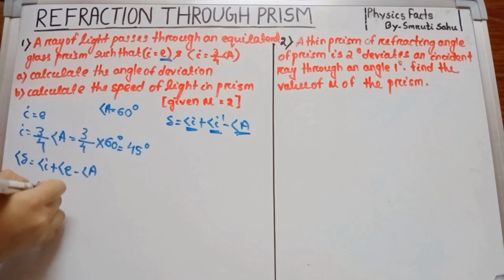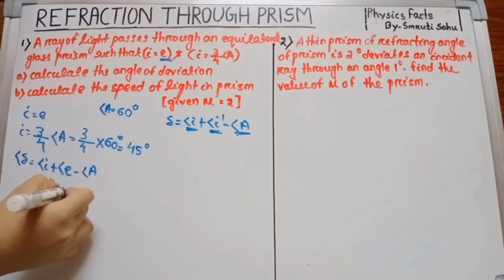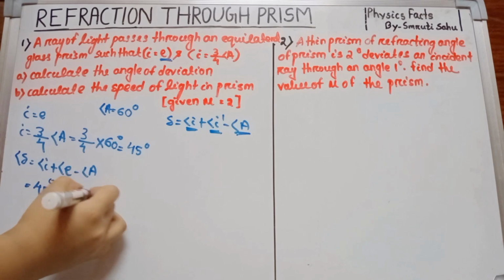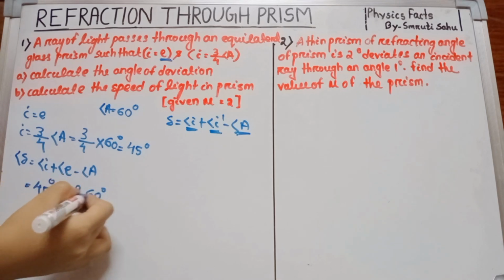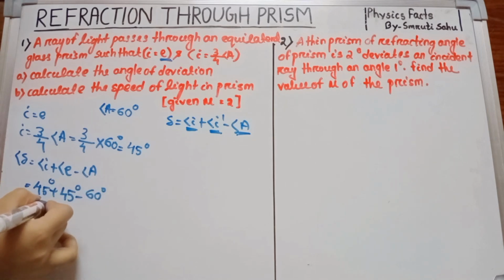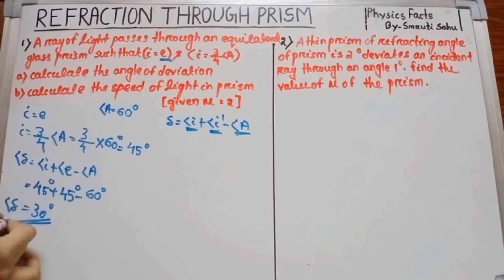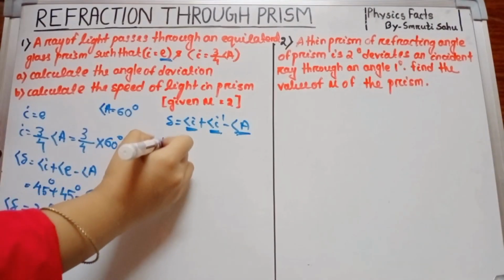Then i equals 45 degree, and i is equal to e, so this one is also 45 degree, minus A, that is 60 degree. Simplify this: 90 minus 60. That means angle of deviation is 90 minus 60, that is 30 degree. Okay. Now calculate the speed of light in prism.